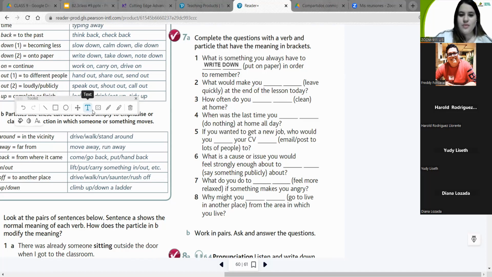Walk away or move away. Walk away, or which one, Diana? Walk away or maybe move away. I don't know. Move away. Okay. If we are talking about something like that, like we're on a rush, so that will be rush off. So let me write it here, rush off.